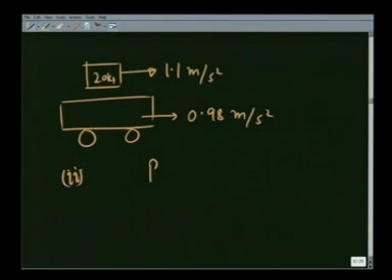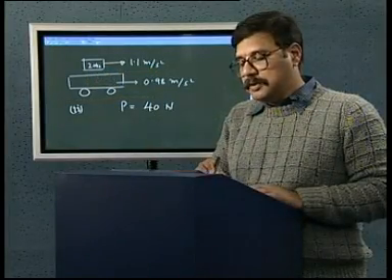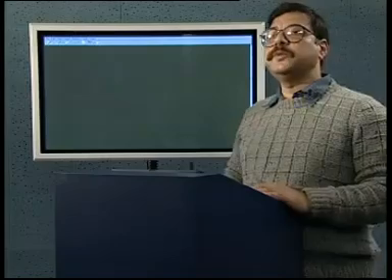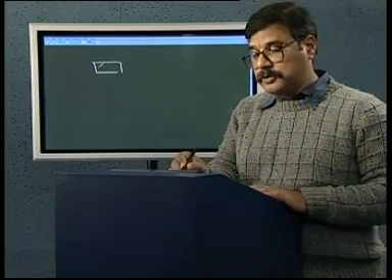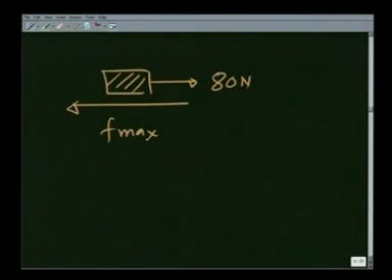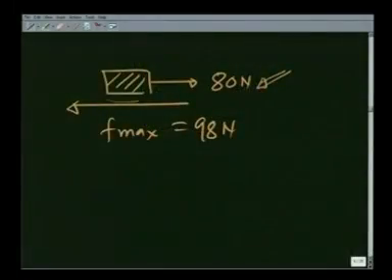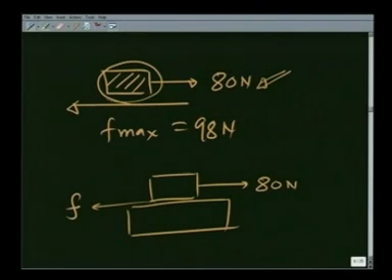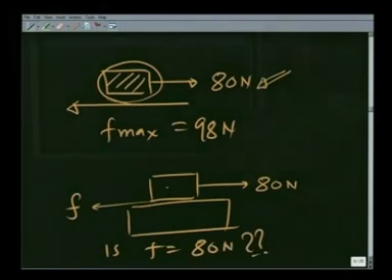When P is equal to 40 newtons, which implies that 2P is going to be 80 newtons. In this case, 2P happens to be less than the maximum frictional force. This is 80 newtons, and F max is 98 newtons. So, the friction will adjust itself just to 80 newtons, so that this mass doesn't slip. Therefore you can conclude that there is going to be just sufficient force F so that this doesn't slip. Is F equal to 80 newtons? The answer is obviously no.